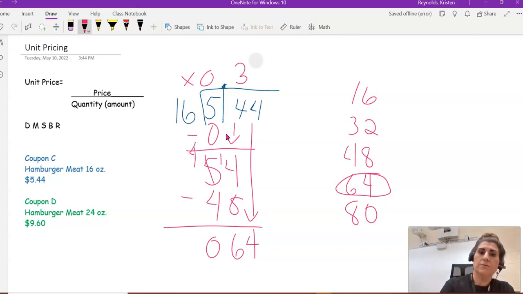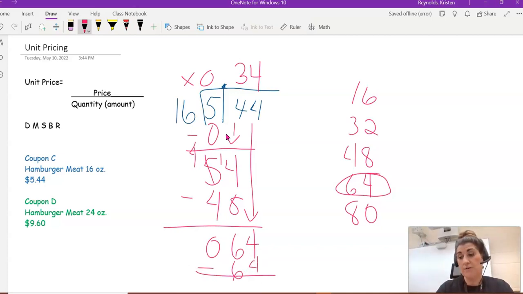So I'm going to put the 4 here, because 4 times 16 is exactly 64. So when I subtract 64 from 64, I'm going to end up with 0 as my remainder. I have nothing left. So my division is completely done.